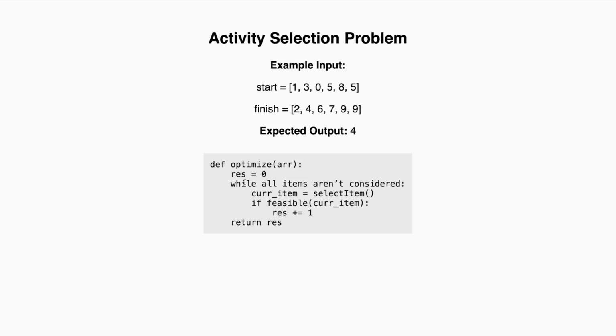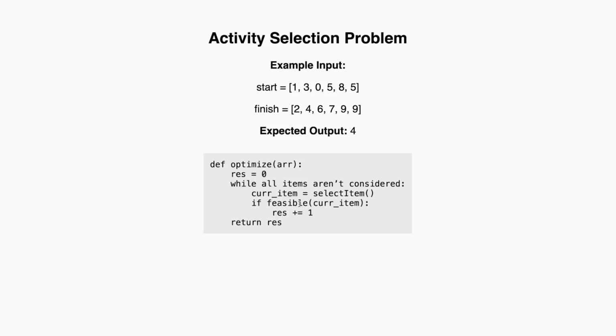Now we run a while loop till we have looped over all the items in the input array. We have to consider all the items, so we will run this while loop till we have looped over all the items. Now in every iteration, we have a selection criteria for selecting one of the items from the list, and then we will do a feasibility check over the current item which is selected. This selection criteria can be anything, which depends on the problem.